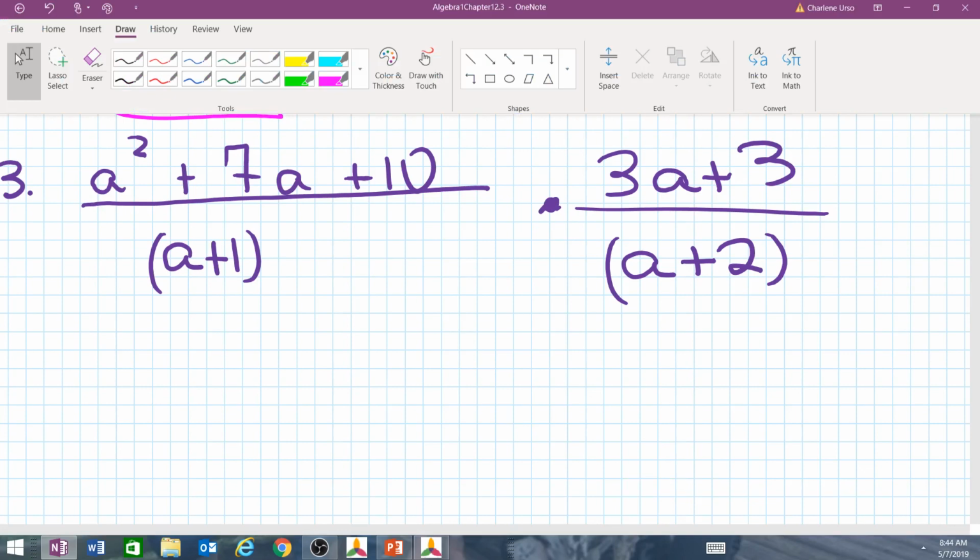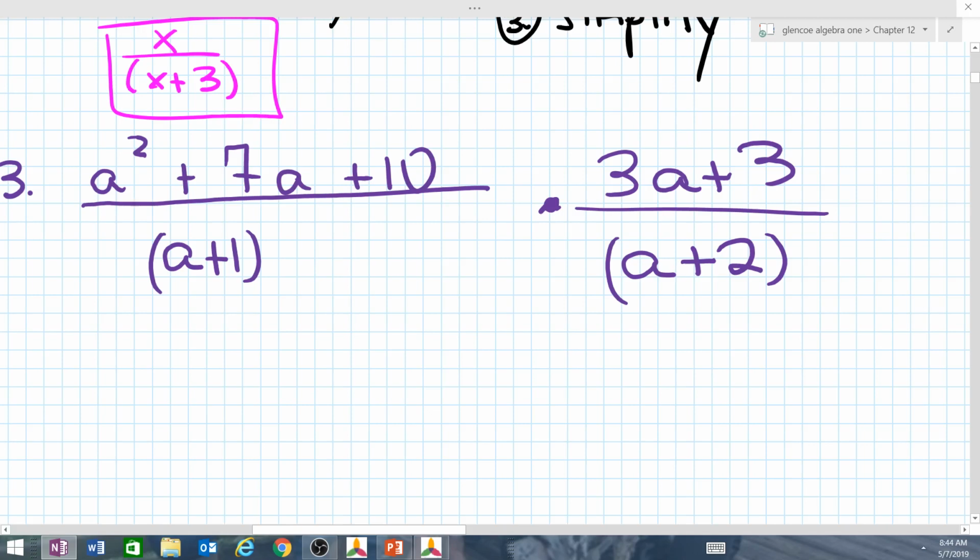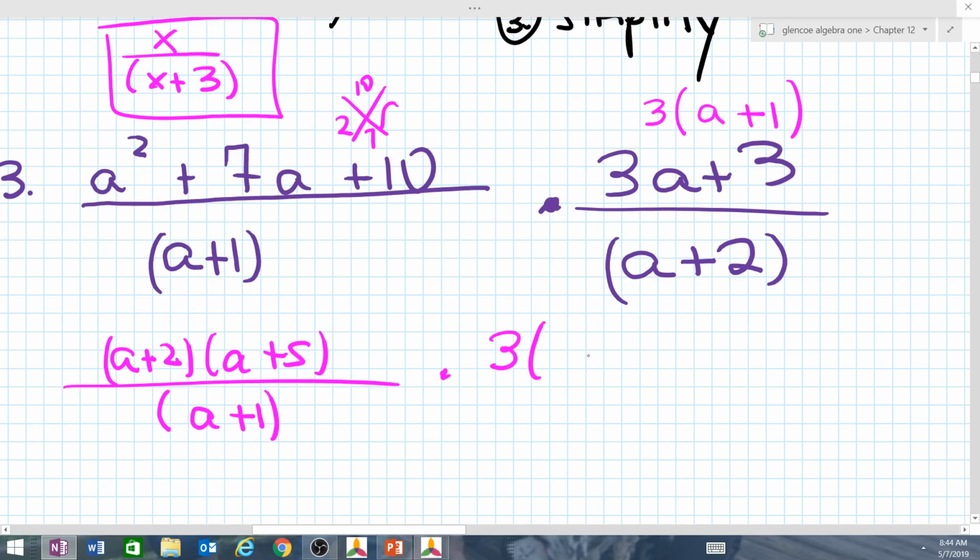And let's factor the top. What multiplies to 10 and adds to 7, guys? Okay, how are you going to factor 3a plus 3? It's going to factor as 3 times the quantity a plus 1. So here we go. a plus 2 times a plus 5 over a plus 1 times 3 times the quantity a plus 1 over a plus 2.